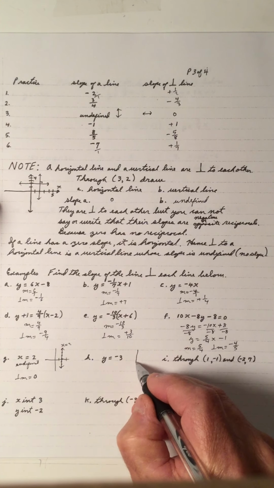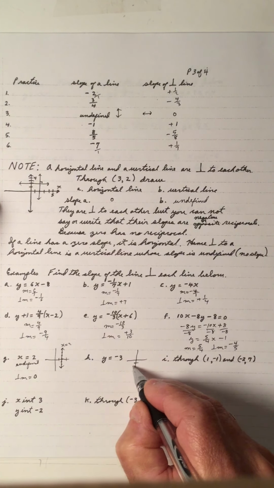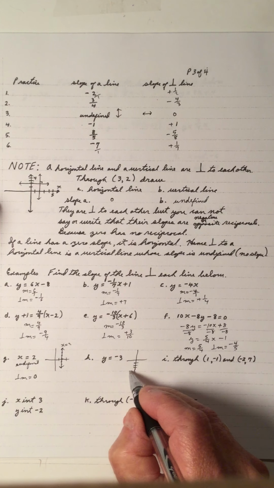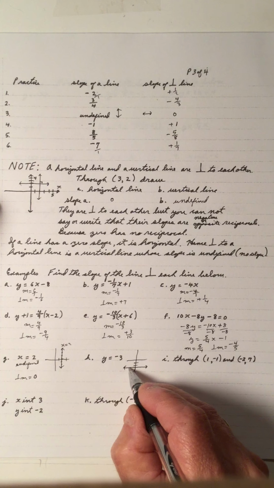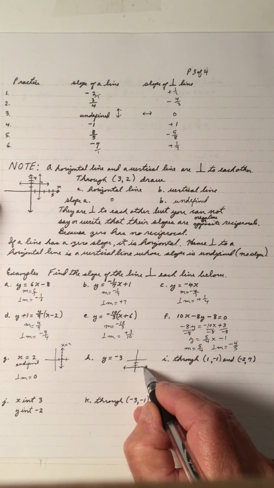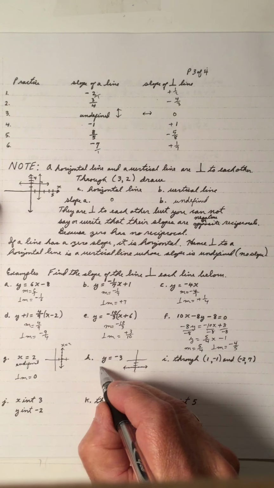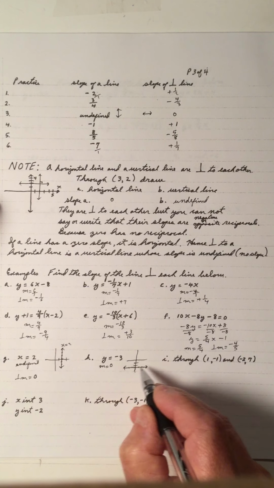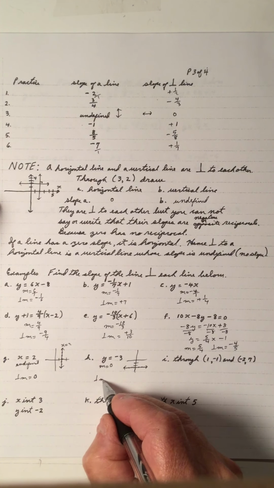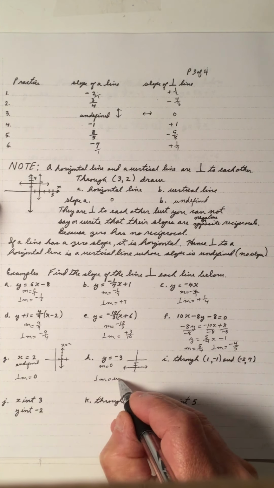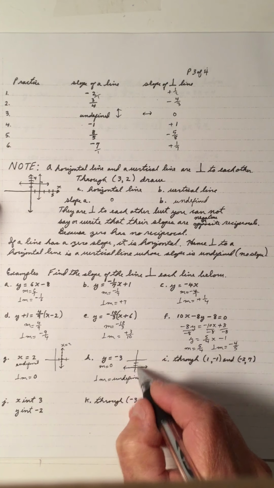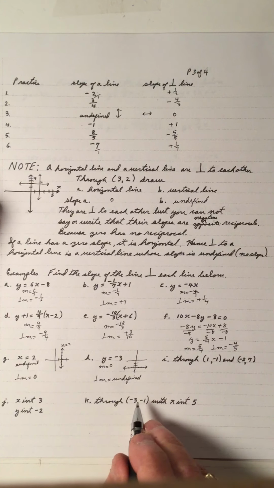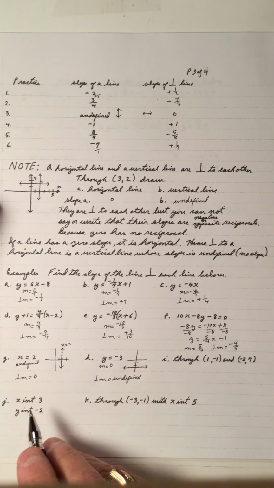Y equals negative 3. Let's see what that is. 1, 2, 3. Y is negative 3 right there. It's negative 3 on every point going along like that. That means this slope is 0 because it's a horizontal line. So the perpendicular slope is undefined, because perpendicular to this line is a vertical line. Just to drive it home.